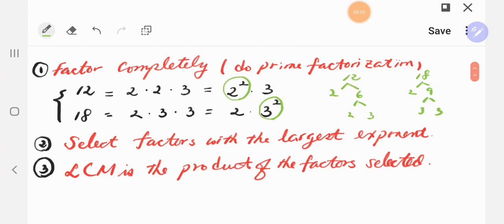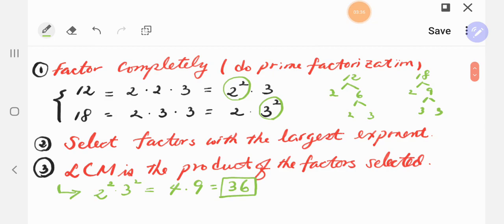Then the LCM is the product of the selected factors. So 2 squared times 3 squared, which is 4 times 9, is 36. So 36 is the LCM. It's really important to do the prime factorization, or factor completely, and then select the factor that has the largest exponent.